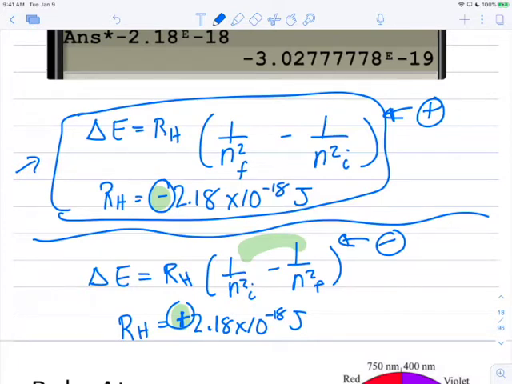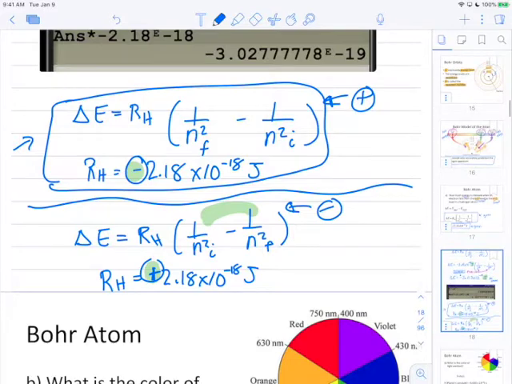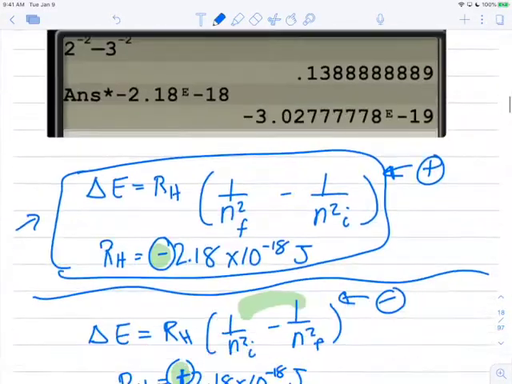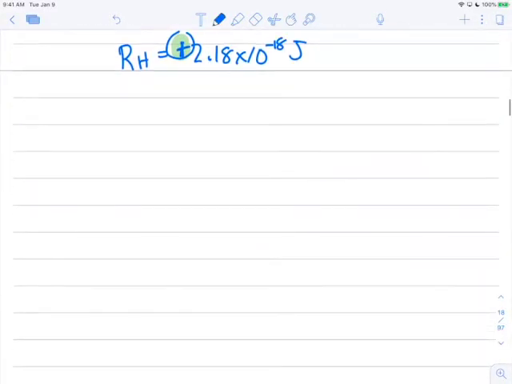Actually, the other equation I was thinking about was the one without the RH. What is the other equation that you're looking at? It's delta E equals E final minus E initial. Okay, so E final minus E initial, right? Mm-hmm. Oh, okay, I'm sorry.